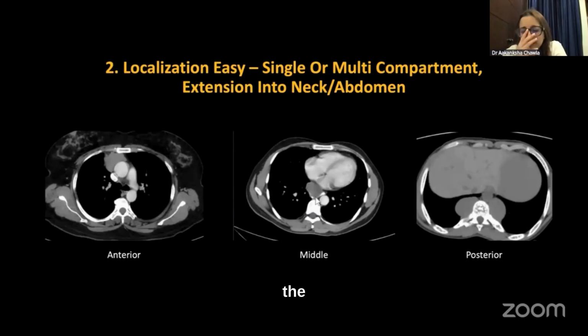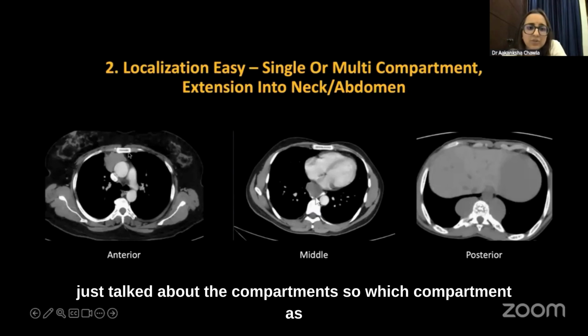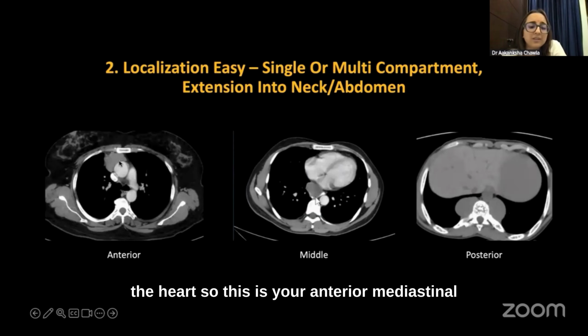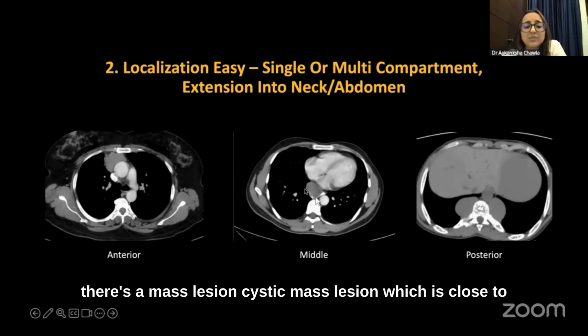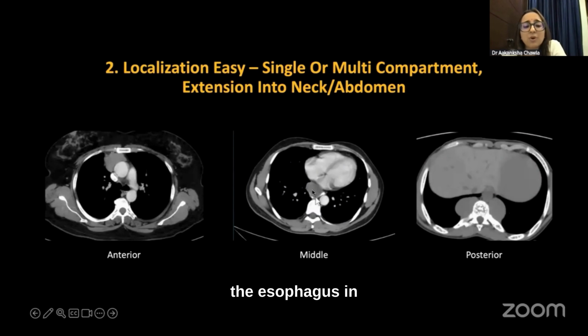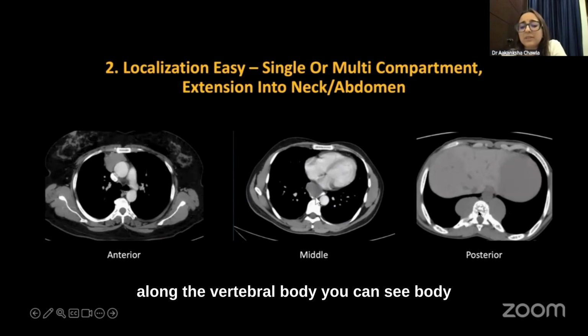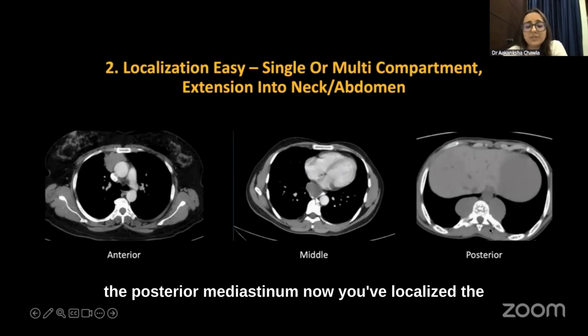Now you've identified that, the second characteristic is what compartment, like we just talked about the compartments. So which compartment? As you can see, this is a mass lesion on this cut, which is anterior to the heart. So this is your anterior mediastinal mass. Then again, in this CT cut, you can see there's a cystic mass lesion, which is close to the esophagus in the middle mediastinum. And similarly, along the vertebral body, you can see two lobulated masses. So this suggests that the mass is in the posterior mediastinum.